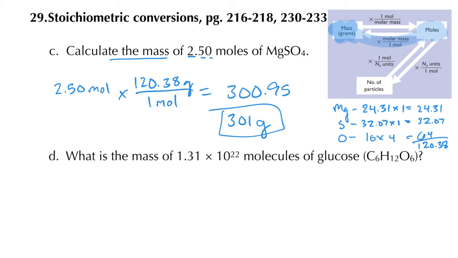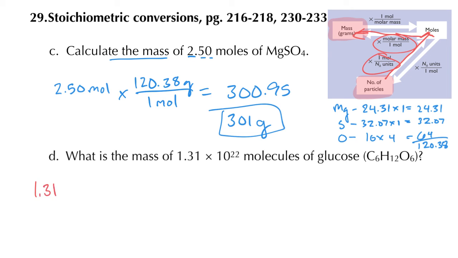And then on little letter D, we are asked for the mass of 1.31 times 10 to the 22 molecules of glucose. So I need to map out my problem and find the box that represents what they've given me. They've given me molecules, which is a type of particle, and they ask for mass, so I'm going to be going all the way over here. So that means I'm going to go this way and then this way. So these are my two conversion factors to set up my problem.